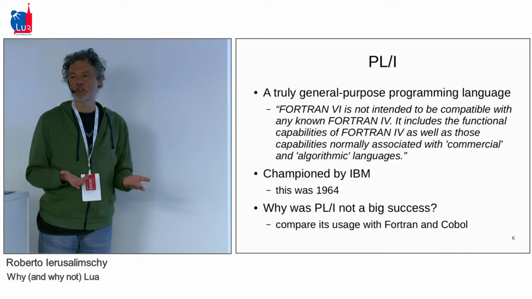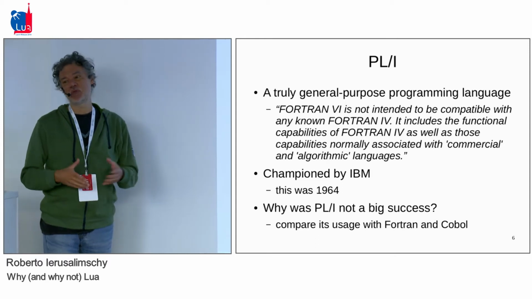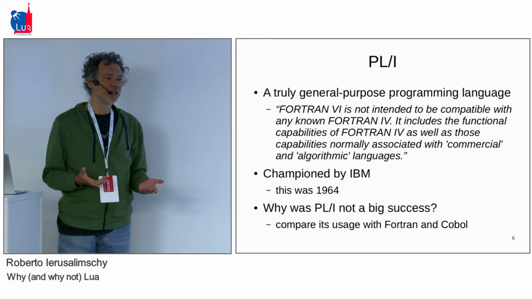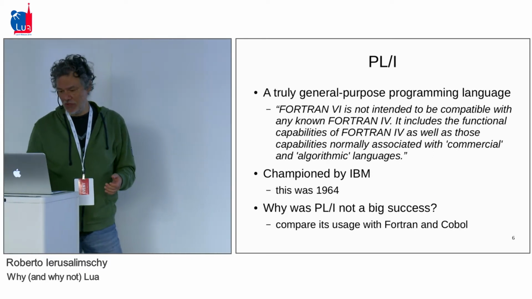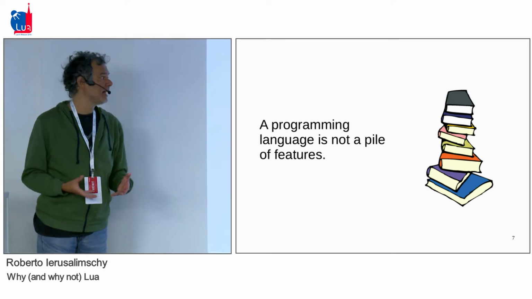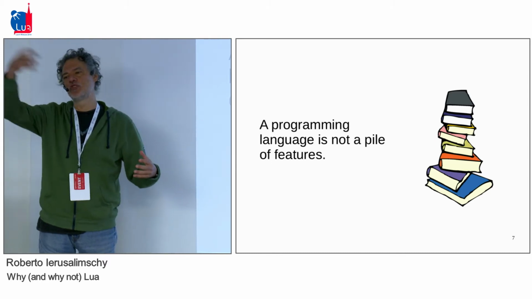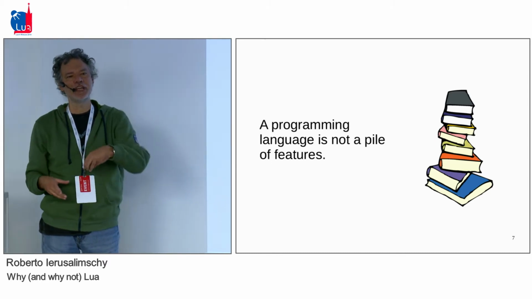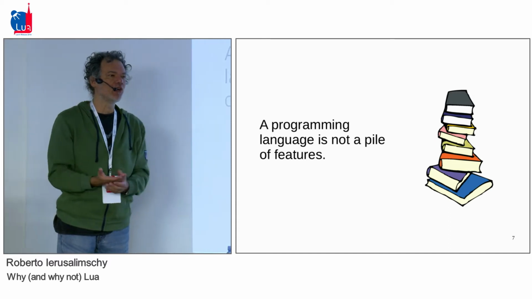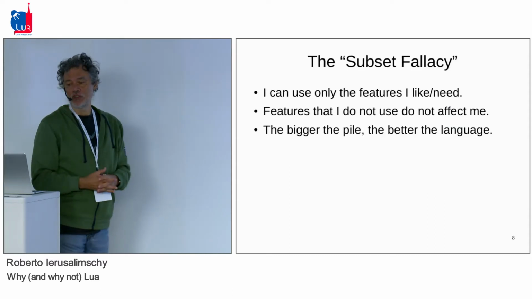Why PL/1 was not a big success was the problems with PL/1. Maybe it was a bad project, maybe they did it wrong. It could be done better. But the truth is that a programming language is not only a pile of features. You cannot just say, oh, this is good, put it in the language, this is also good, put it in the language, and get everything you like put together and then have a great language. Why not?